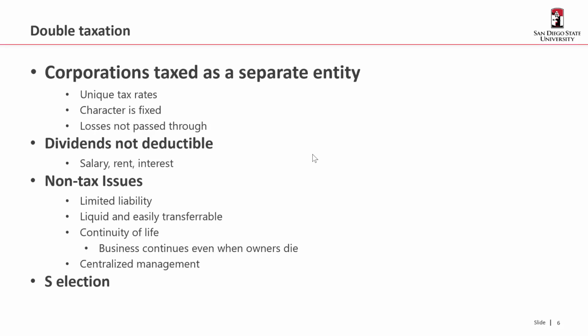Okay, so now let's plop ourselves into the next chapter and talk about corporations. And really what we typically do from an instructional perspective is talk about how corporations differ from what you've already learned. And so, a lot of times we focus on that. But more generally, we know that corporations are taxed as a separate entity. They have their own unique tax rate. It's really just 21%. The character is fixed, meaning any distributions that come from a corporation are just treated as a dividend. Now, we'll break that down a little bit later and find that that's not 100% true. It's just mostly true. And losses aren't passed through, right?